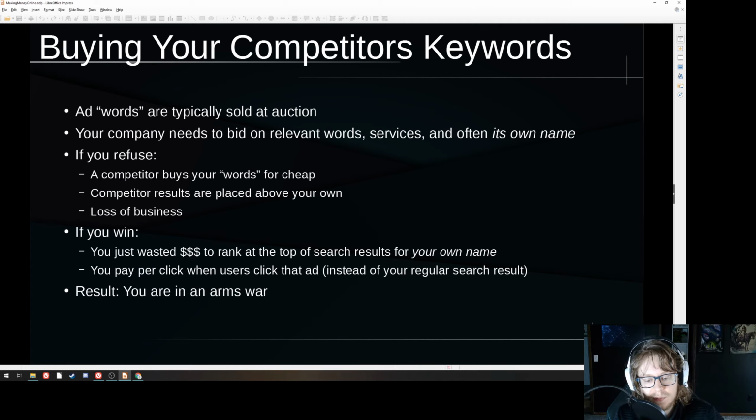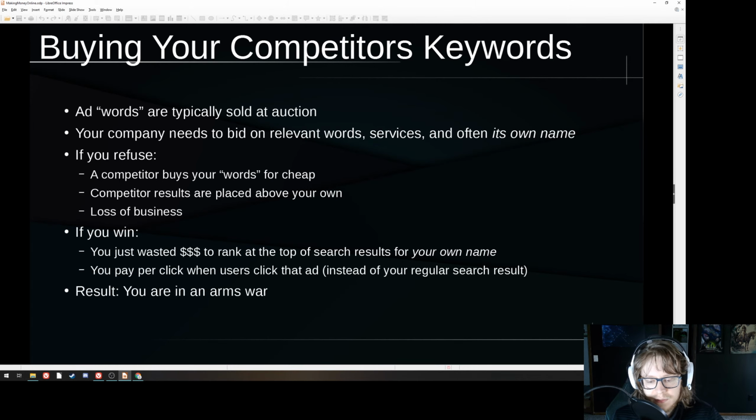But then you also have to bid on your own name. And if you refuse to bid on your own name, then a competitor will buy your own name. And if a competitor buys your own name, then their results get placed above yours. So I couldn't find a result here, but it's something that you can try for yourself. See if you can get a direct competitor's results on top of the organic results for another business. Right. And if that happens to you, of course you're going to lose business because, again, not tech-savvy people will just click the top results.